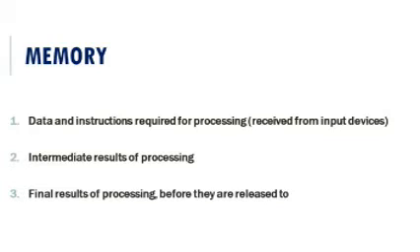The second one is the intermediate results of the processing. All the results of the processing can be carried in these kinds of storage devices. Last, we have the final results of the processing before they are released. For example, if we edit a video or a photo, we can store it in our computer, mobile device, or any other removable device, and then share these files from the storage devices. This is the best example for that.